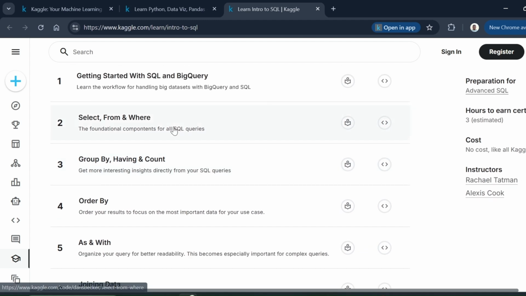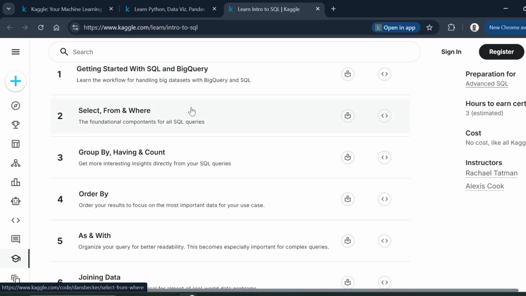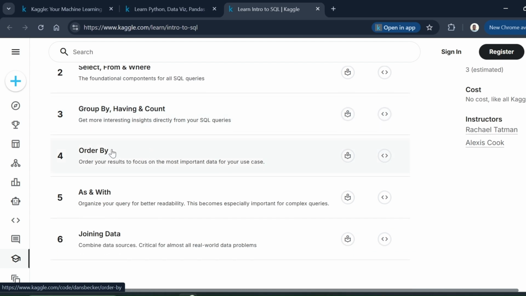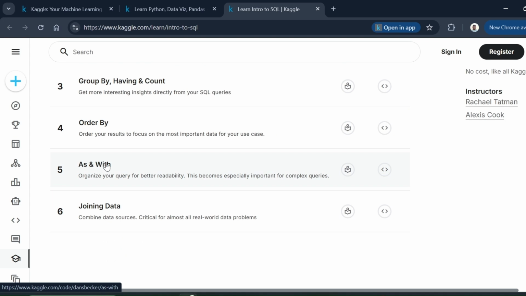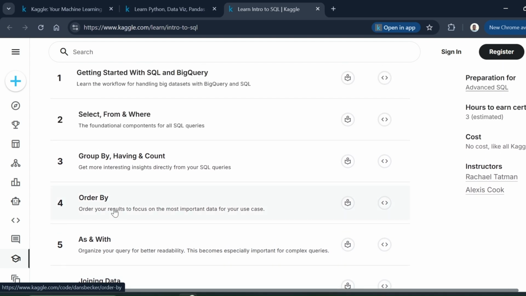So it starts with basics in SQL and BigQuery. So BigQuery is a dialect of SQL. Then we will learn the basics like select from where. Then as I explained, we will learn group by having count. Then ordering data using order by clause. Then aliasing and common table expression. Then finally the basics of join you will be learning in this particular course.